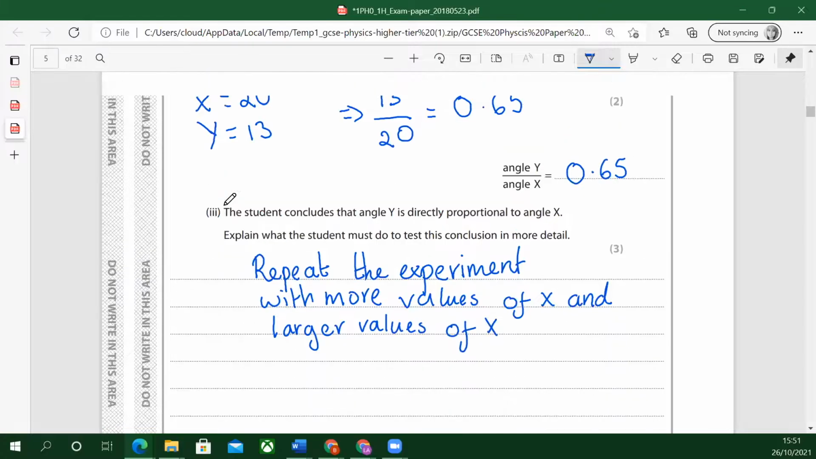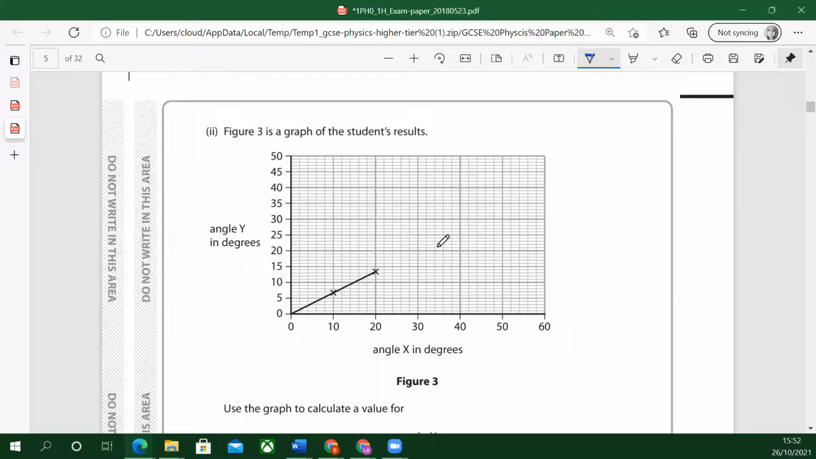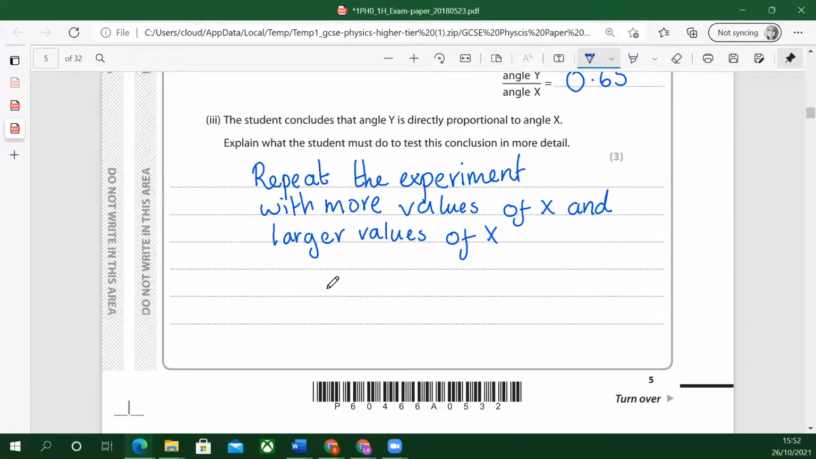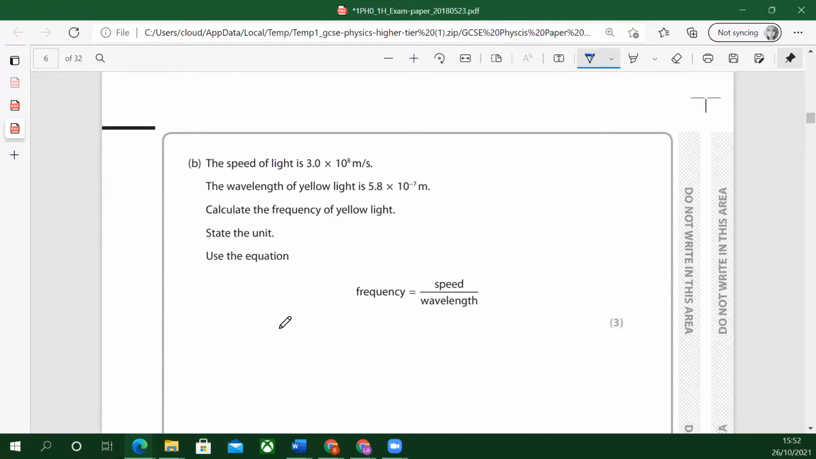Okay, we want to see if that line continues. So larger values of X. That will give you 3 marks. Okay. Let's look at the next one.